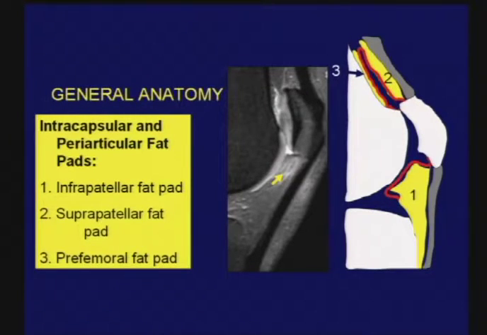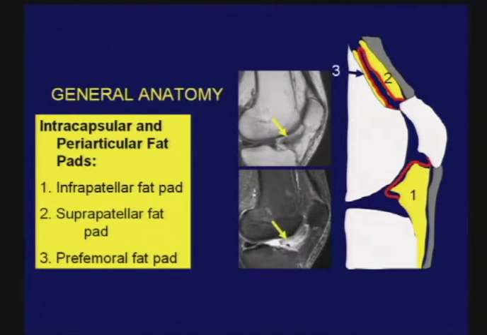This is a significant finding, and it's easily overlooked unless you have a method of examining these fat pads routinely at the time of MR imaging. I certainly do that because otherwise I would miss these.